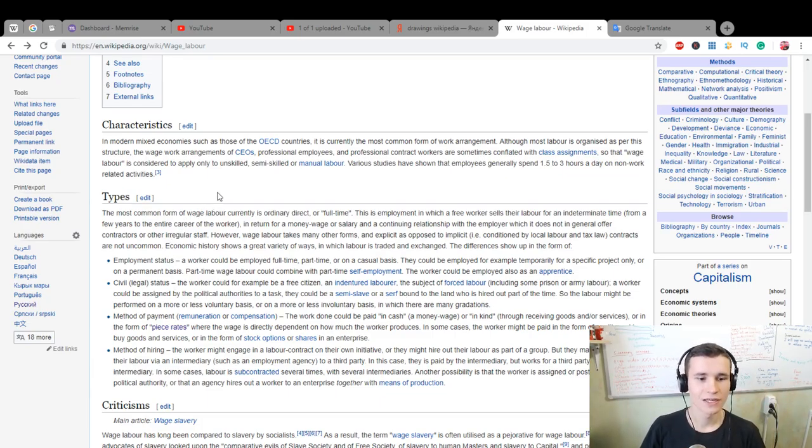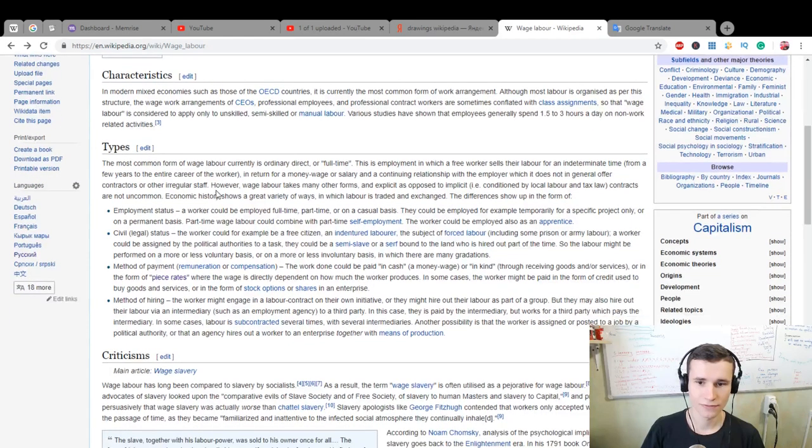And types, what we can form in our contract. We have positions of the employment status, civil legal status, method of payment, and method of hiring. And also we have subcontracts inside of it.